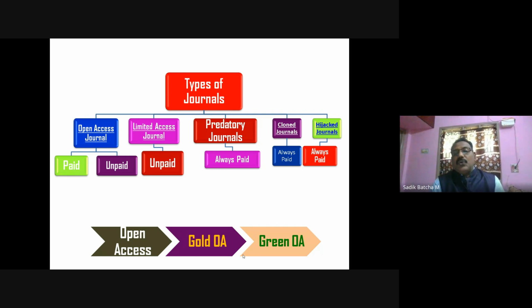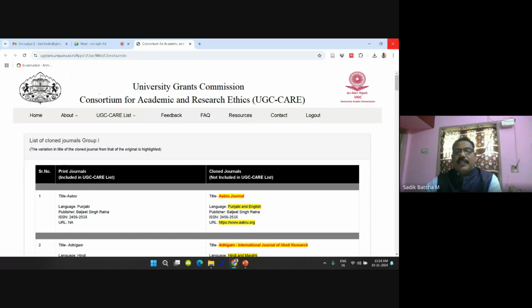Another one is cloned journals. So cloned journals are especially with only UGC-CARE journals. Right, understand? Cloned journals are only with the UGC. I mean, this one you might have seen.